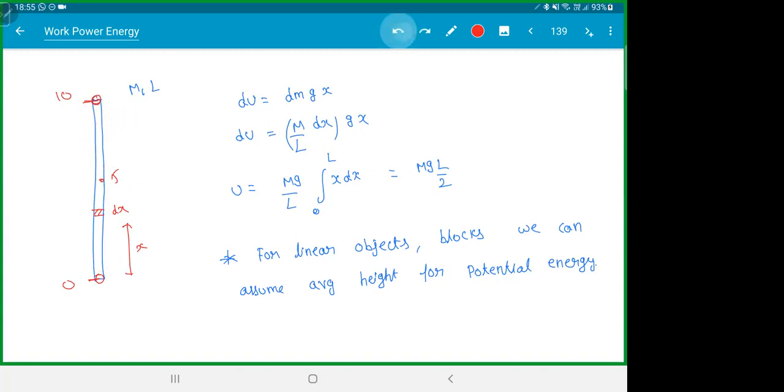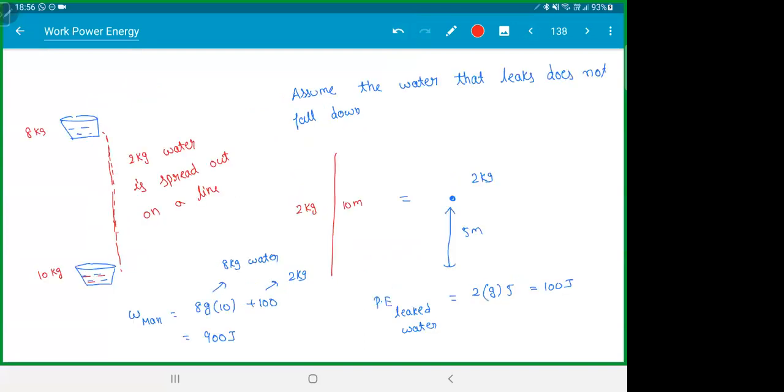So whenever you have a linear object, you can simply assume the total mass is located at the center of the body, and you can use potential energy. Now have a look at this. For 10 meters height, the average is 5. So you can just treat 2 kg as present at 5 meters height and you're done. But you can use this only for linear objects, for rods and blocks and all that stuff.